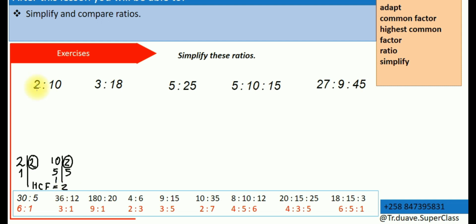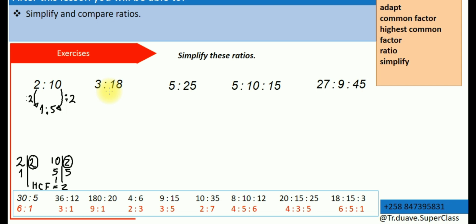So we just have to take this number to divide the quantities. We have these two quantities, and we need to divide each of them by the highest common factor, which is 2. We divide by 2 and also by 2. 2 divided by 2, the result is 1. 10 divided by 2, the result is 5. So we have already simplified the ratio.